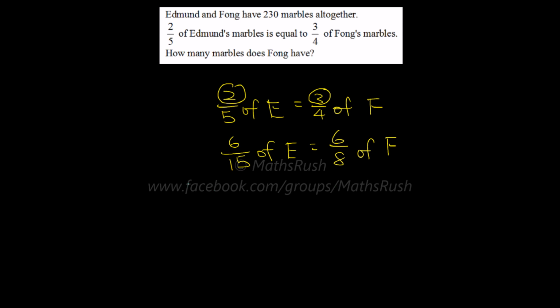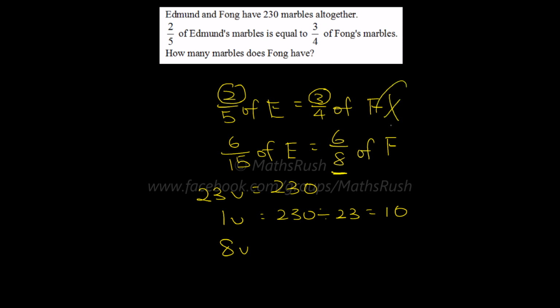From here, we know that there's a total of 23 units for both of them, which is equal to 230 marbles. So 1 unit, when we divide 230 by 23, we will get 10 marbles. And how many marbles does Fong have would simply be 8 units, based on the denominator over here. Of course, you don't look at the 15 units anymore after that. So 8 units would be 8 times 10, which gives you 80 marbles, and that's the final answer. As you can see, it's really easy.